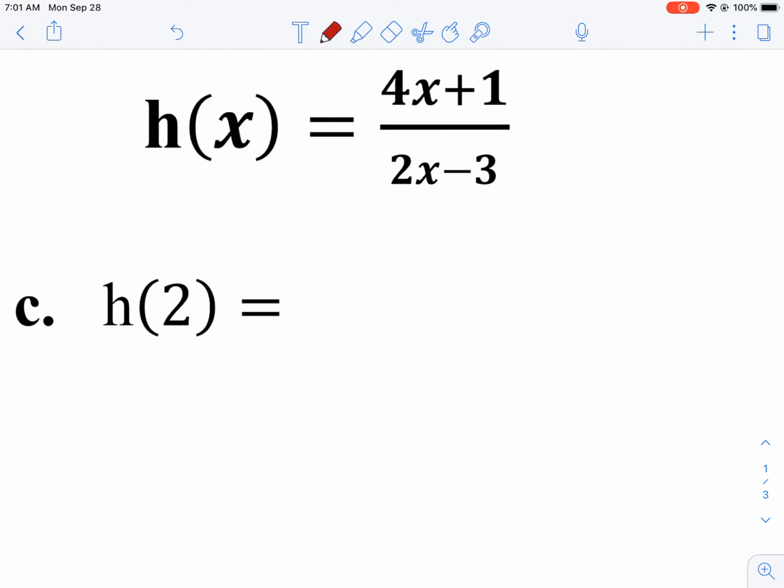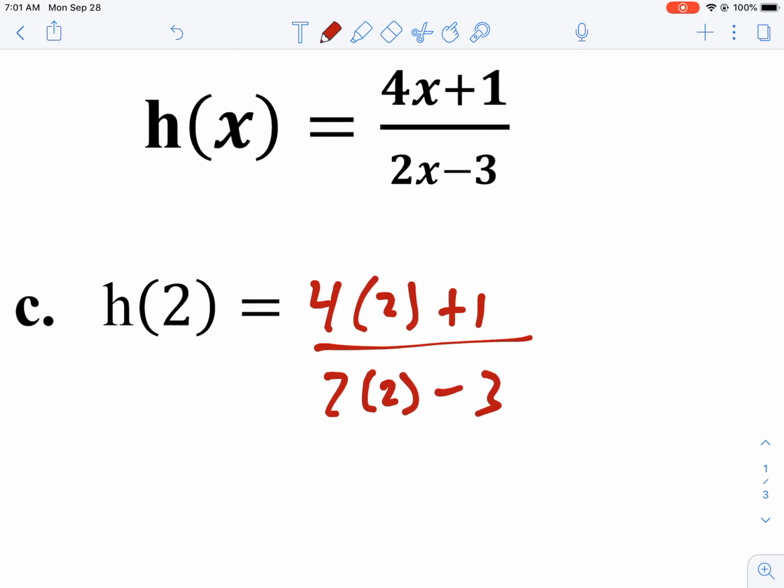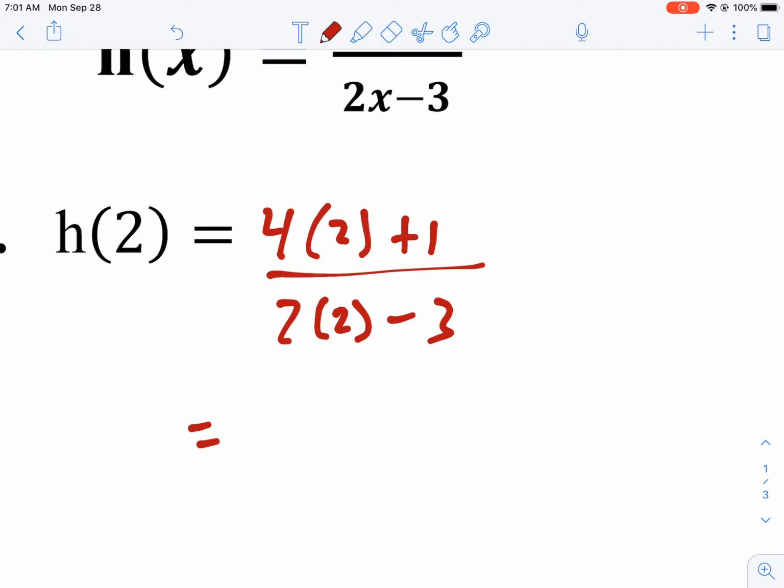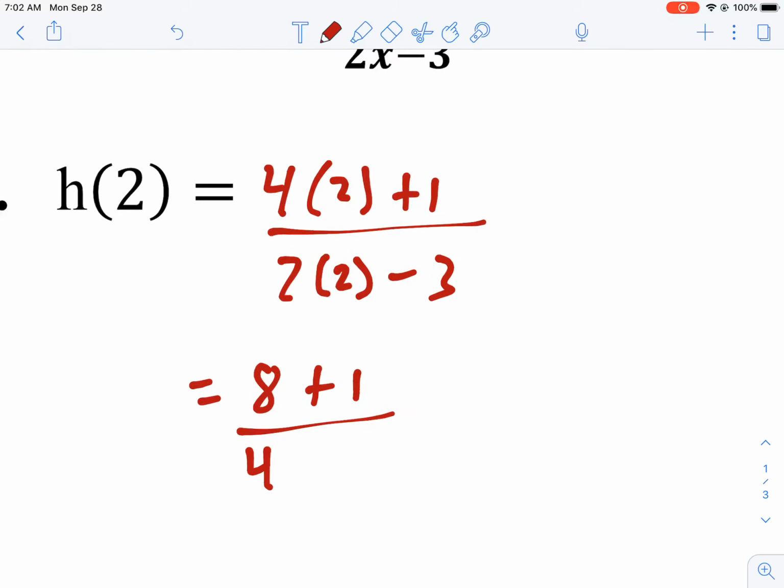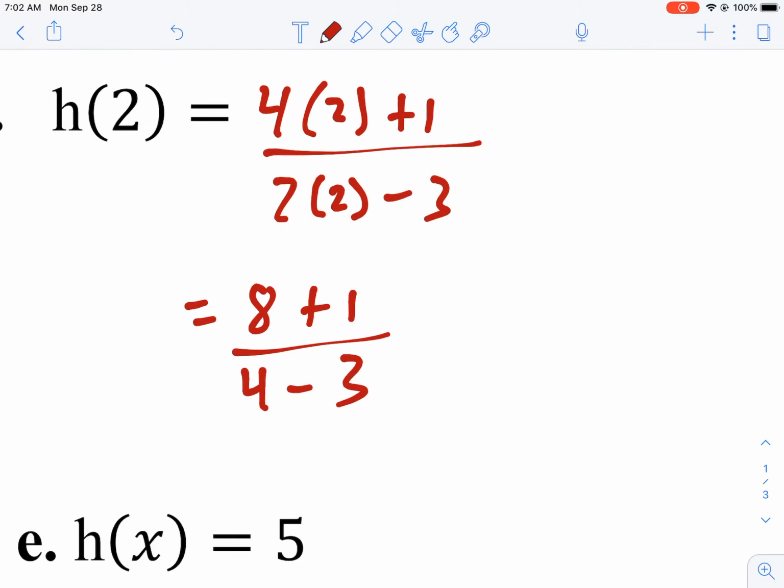H, we're going to be plugging in 2. All right, so we've got 4 times 2 plus 1 over 2 times 2 minus 3. 4 times 2, that's 8. 2 times 2, that's 4. So we have 8 plus 1, that's 9, over 4 minus 3, which is 1. 9 divided by 1 is 9.